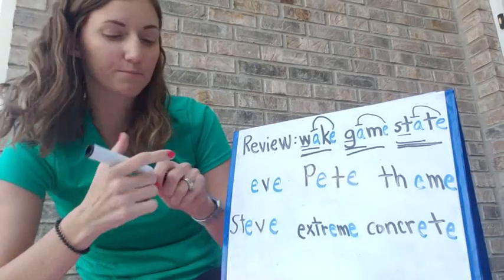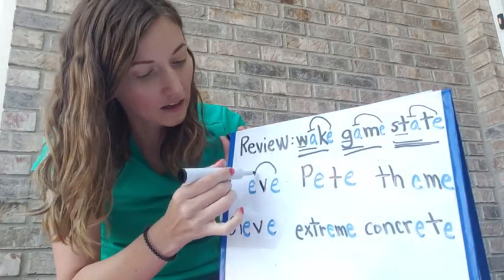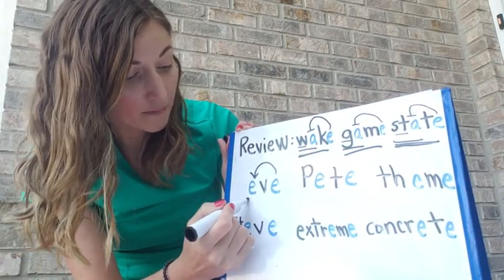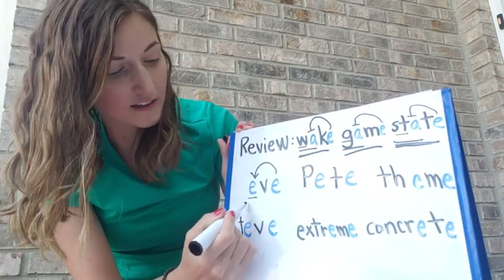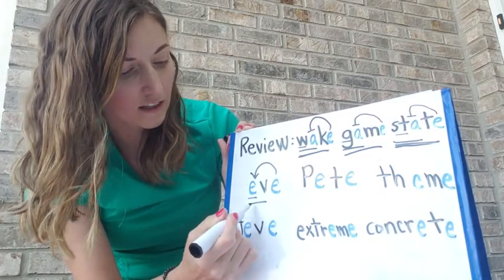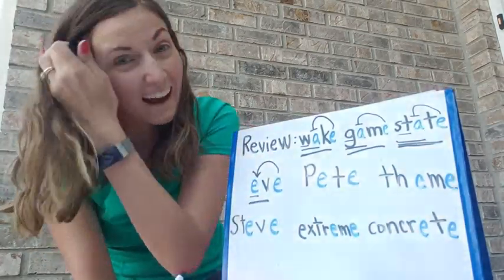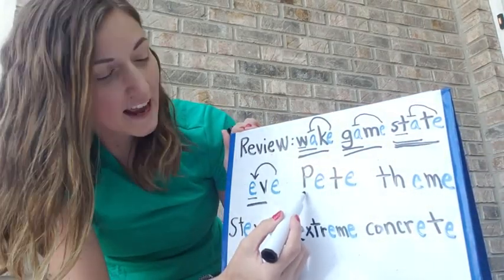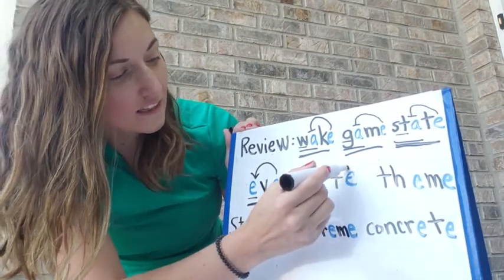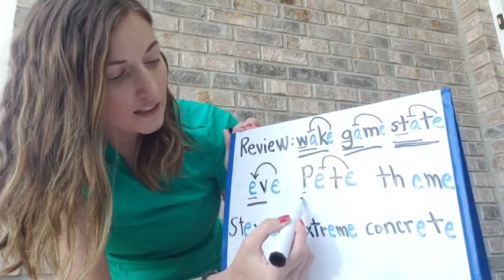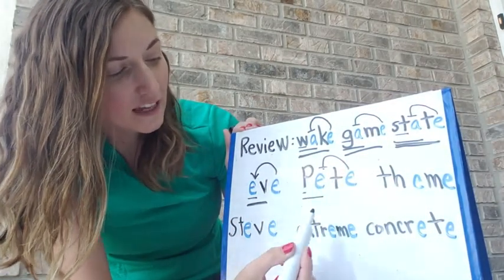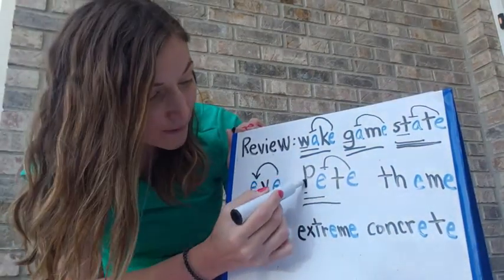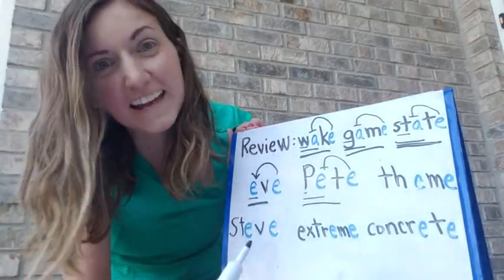Let's start out with this one though. This E makes this other E say its name. So let's say the name, E. Now let's add that consonant, Eve. Yeah, Eve. All right, in this one, we have to make the P sound. Now this E makes this E say its name. Now let's make the E, P. Now we have to make that T sound, Pete. And I capitalized it because Pete is a name.